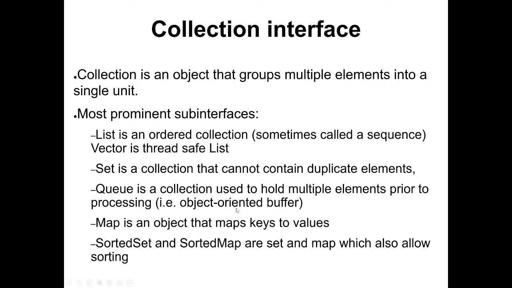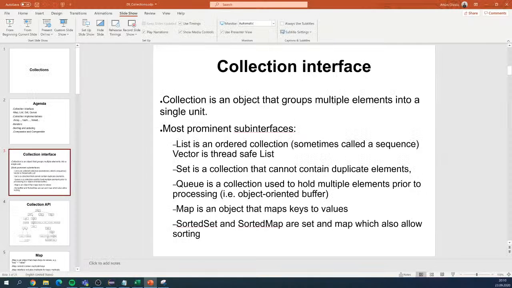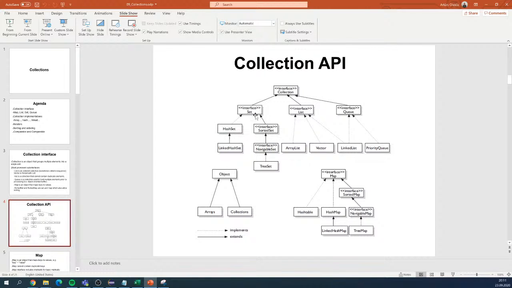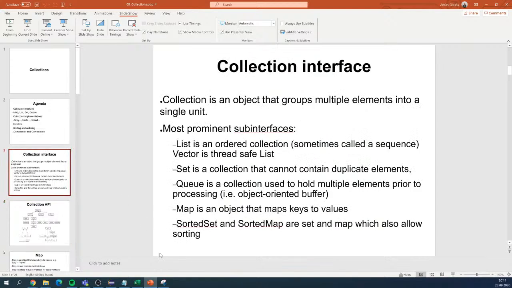Okay, then we have the map, which contains again the elements and the keys. So that's this interface Map. And yeah, maybe let's use the TreeMap as well.